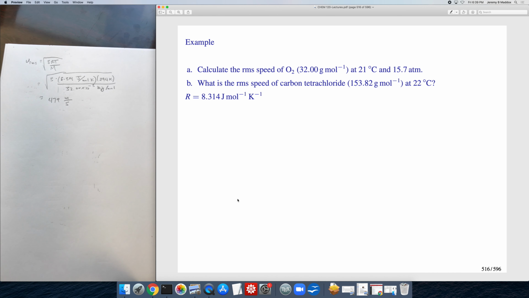The follow-up problem, part B, is identical. There's nothing that needs to be done. You just need to change the molar mass for carbon tetrachloride, and you need to change the temperature, but it's calculated in exactly the same way, and I have a feeling you're going to get comparable to that. It'll be several hundred meters per second.